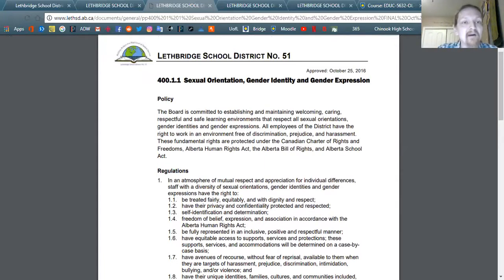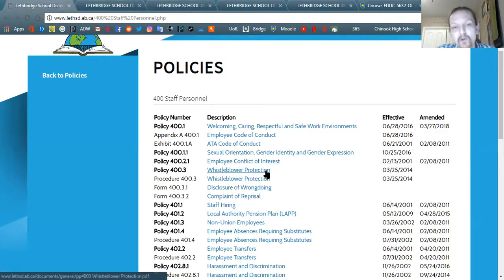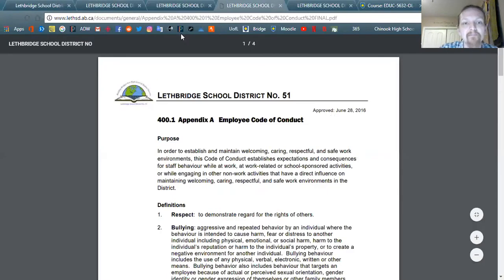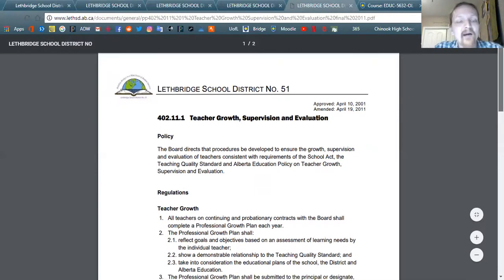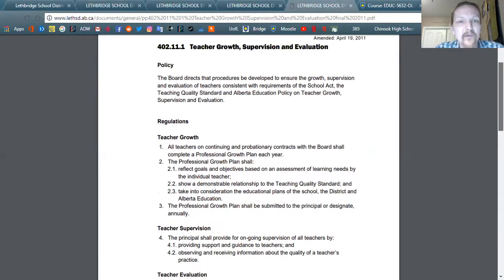We also have policies around whistleblowing, disclosure of wrongdoing, and harassment and discrimination. And what I'm getting at is that all of these policies actually lay a solid foundation for the policy around professional growth, supervision, and evaluation, which is 402.11.1. And it is consistent with the School Act, with the TQS, and with Alberta Ed policy. Unlike Janet's, where there were separate policies, this is kind of an all-in-one.